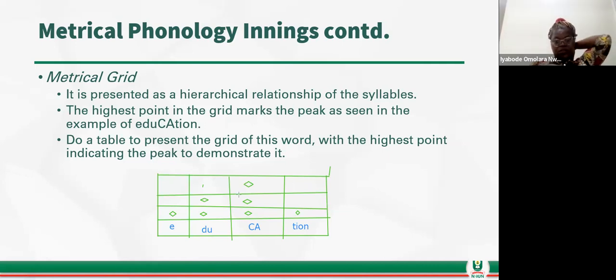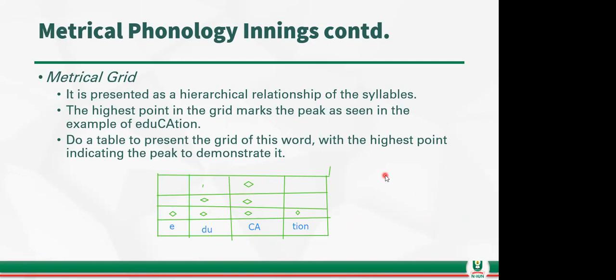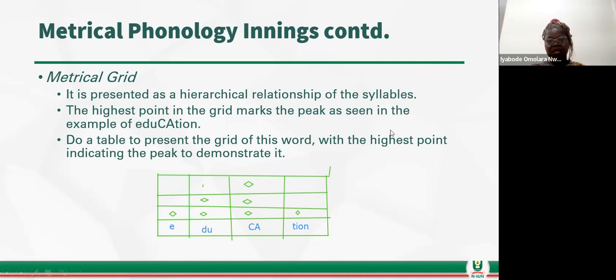So when you look at this now, you will see the highest point. Why are these two the same? Because they are both weak stresses. But this one, because it's secondary, it has more diamonds, whereas this one, because it's the peak, has the highest number. Is it clear now what we are talking about? Exactly. Okay. So that is that. That's what I asked you to do.